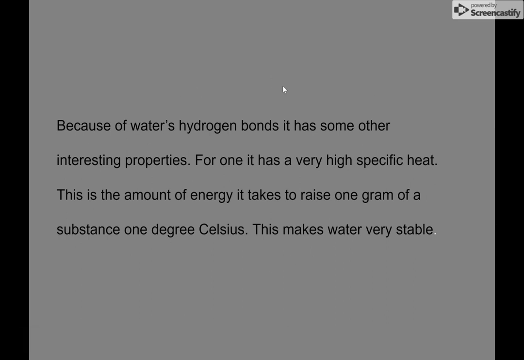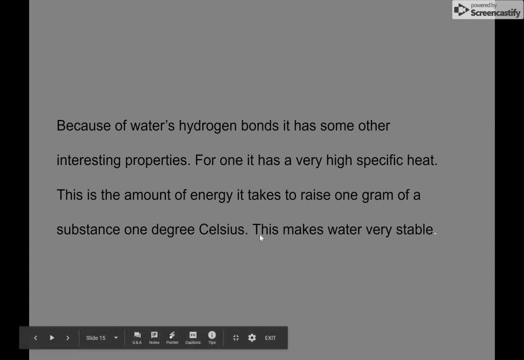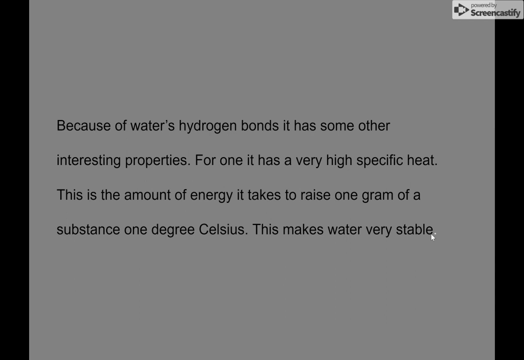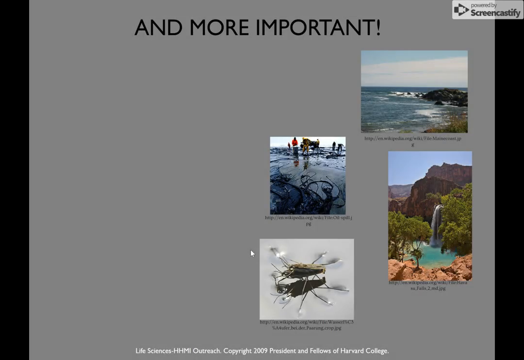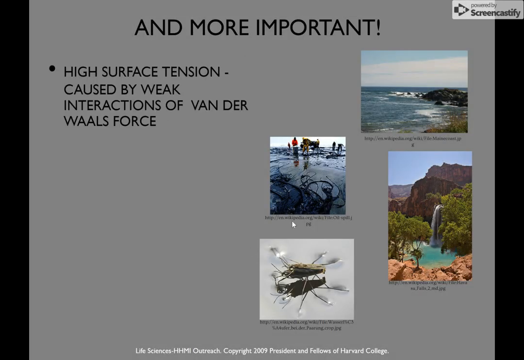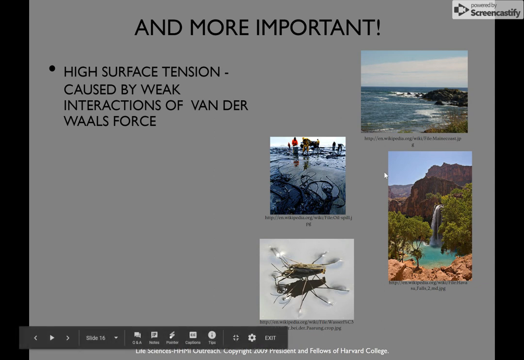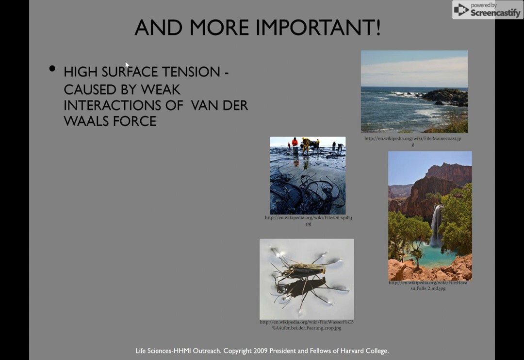So just reviewing what we've talked about. Like I said, this high specific heat makes water very stable. And for a specific definition of high specific heat, it's the amount of energy it takes to raise 1 gram of a substance 1 degree Celsius. We've talked about before that water is sticky, and so it doesn't like to break apart, which is why it has such a high surface tension.